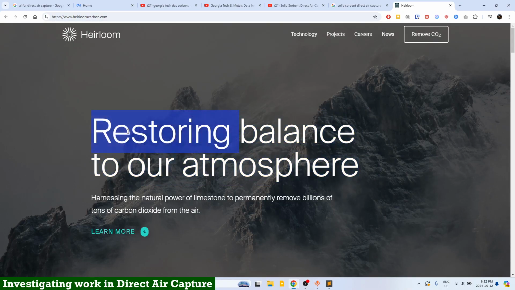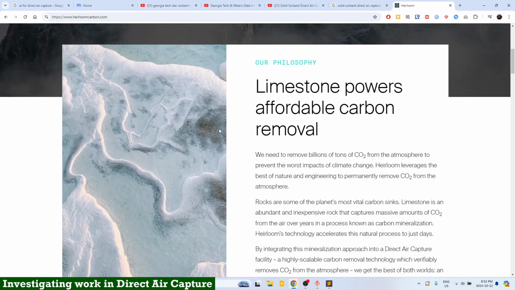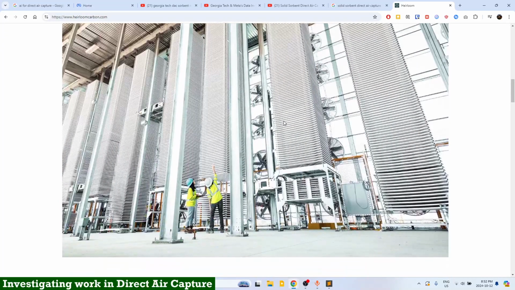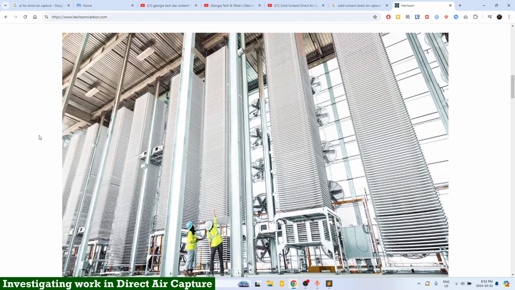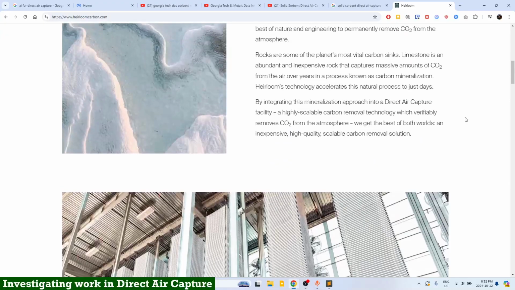Restoring balance to our atmosphere. That's cool, man. Limestone. Yeah, so crushing limestone. Like that. It's pretty cool, man.